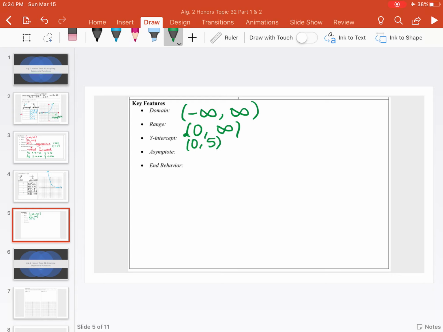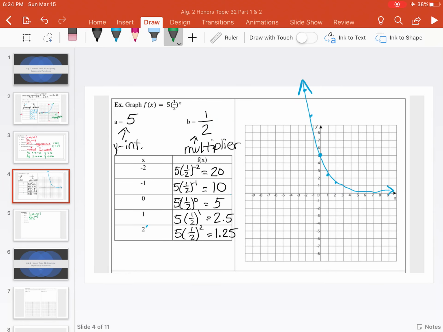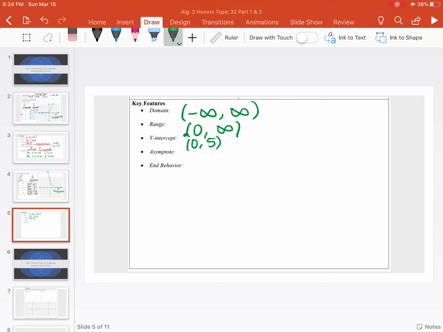Our asymptote is the value that our graph is going to be approaching. Here, if we look at our graph, it is also our x-axis. So this is our asymptote. So our asymptote is also our x-axis. And here that is in an equation form as y = 0.